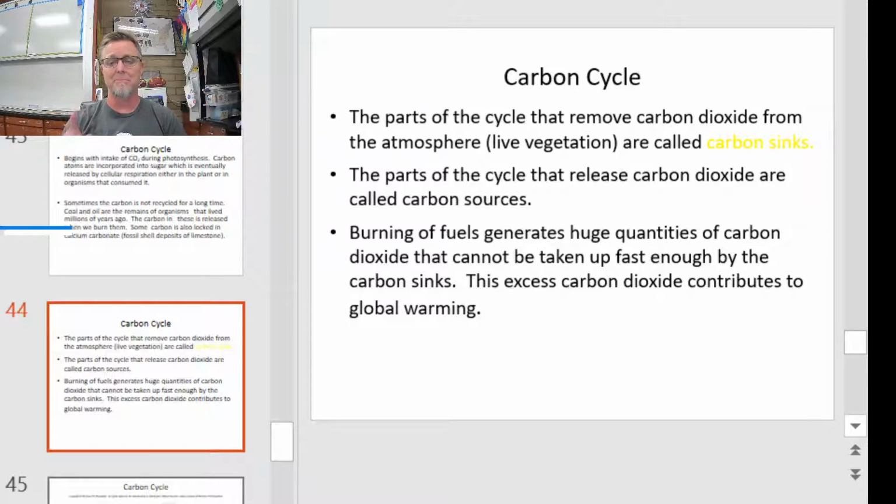That's a term that you better learn well. We need to protect our carbon sinks. That's the only way we can get CO2 out of the atmosphere naturally. The parts of the cycle that release or put carbon dioxide into the atmosphere are our carbon sources. Burning fossil fuels generates massive quantities of carbon dioxide, and, simply put, our carbon sinks can't keep up. So if our population keeps getting bigger and we keep removing plant cover, then the CO2 is just going to sit there in the atmosphere until we do something about it.